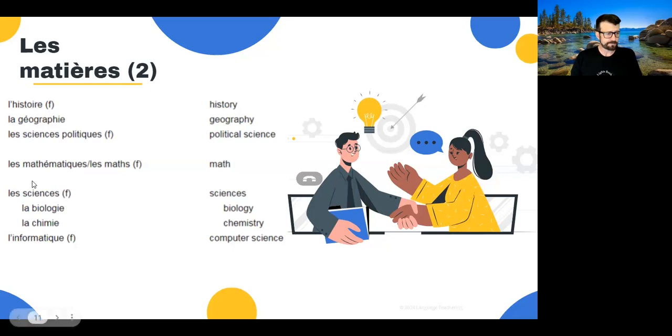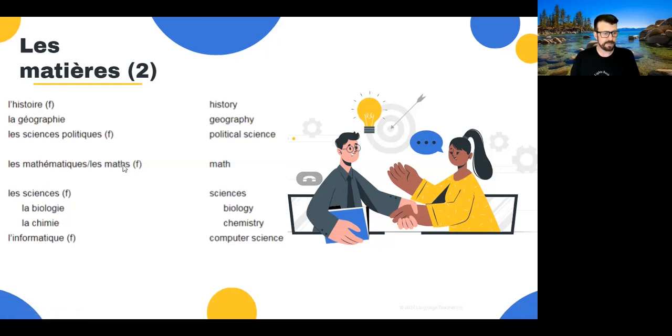Okay. And as we alluded to earlier, les mathématiques is how we say mathematics in French. And les maths, right? Les maths is the short form for math.